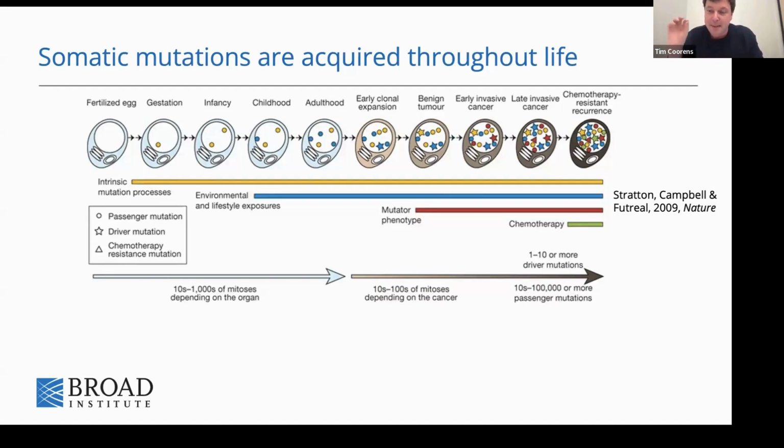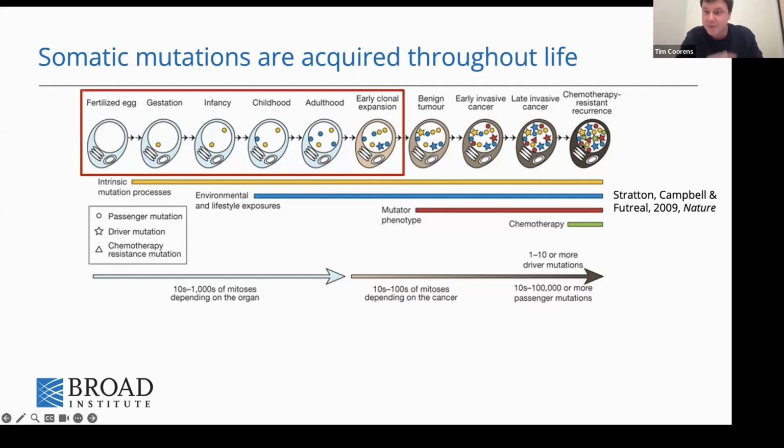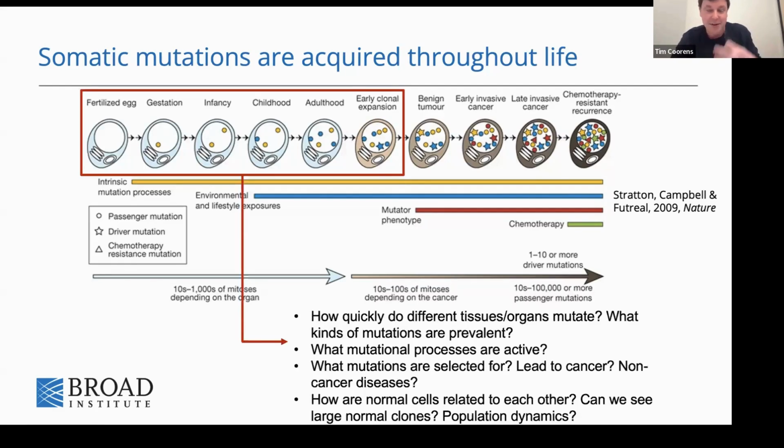Now, a lot of this somatic genomics that we know about came originally from sequencing the genomes of cancers. But as you can imagine, that's the endpoint of a long life of mutation acquisition. And we knew relatively little about the early stages. For that, you really need to look at normal cells. And there's many questions that we can answer around that theme.